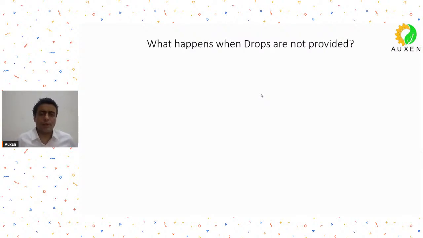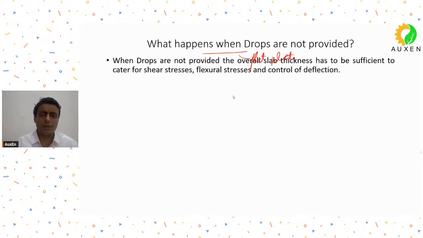Now, what happens if drops are not provided? Whatever the advantages of drops were, you will not be able to make use of them now because you are not providing drops. For example, if you are going with a flat plate, this is the scenario you are looking at. So what happens? Let us see. When drops are not provided, the overall slab thickness has to be sufficient to cater for the flexural stiffness and control of deflection. Earlier, you were locally thickening the slab wherever there was a column, to control the two-way shear stresses and also to control deflections.